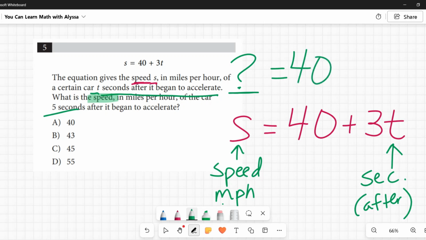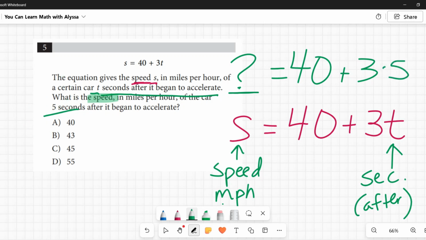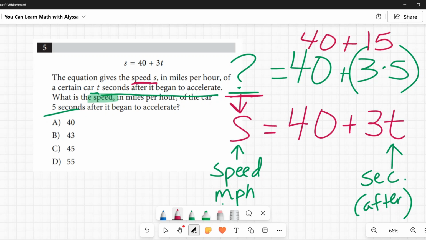So the 40 plus and the 3, those all stay the same. All I need to do is plug in 5 for t because it's 5 seconds after it began to accelerate, and t is my seconds after it began to accelerate. So 3 times 5, and we need to do that first. Now, if I do this math, I will get my result, which I know is the speed. So 3 times 5 is 15, and 40 plus 15 is 55. So my speed in miles per hour is 55.